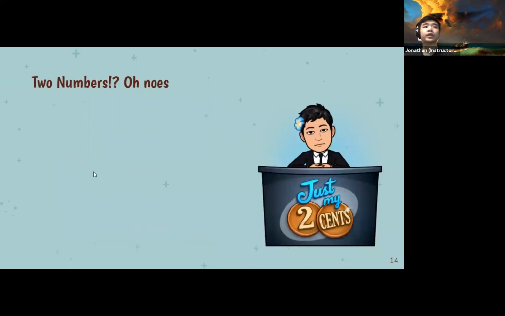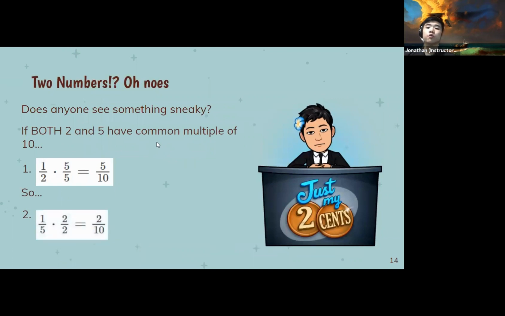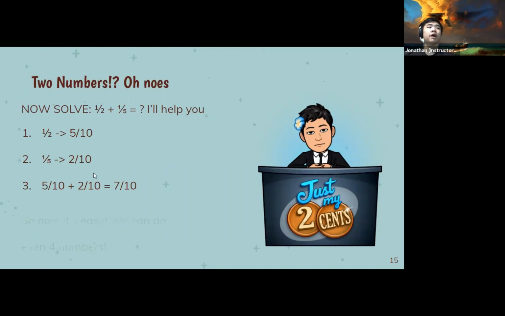So now we can use this very sneaky fact and convert. Since both 2 and 5 have a least common multiple of 10, we can convert 1/2 to 5/10 and 1/5 to 2/10, until they both have 10 as the bottom number. Now they both have 10, and now we can add. So 5/10 plus 2/10 equals 7/10.